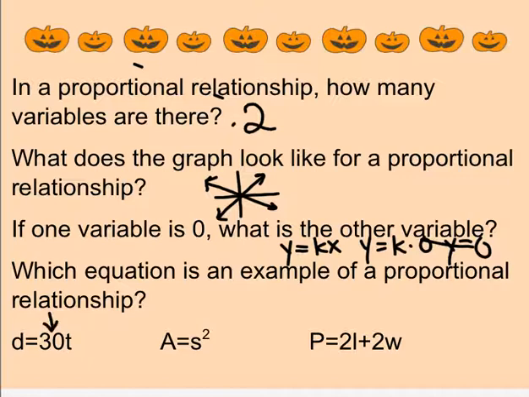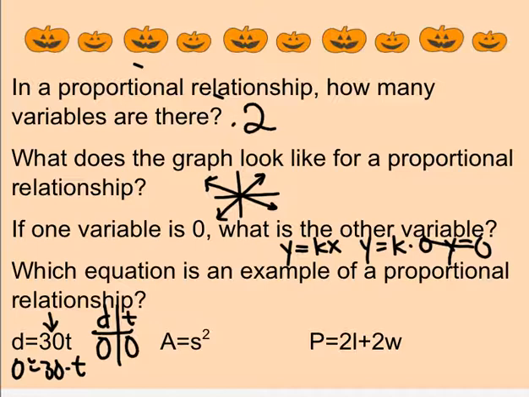Okay, next we look and we say, would it go through the origin? So we plug in some numbers for d and t. We say if d is 0, what is t? So 0 equals 30 times t, which means the only way that we can get 0 on that left side is if we have 30 times 0. So t would have to be 0.